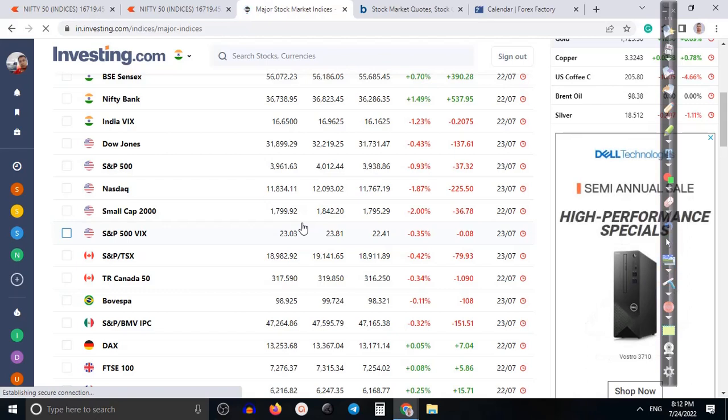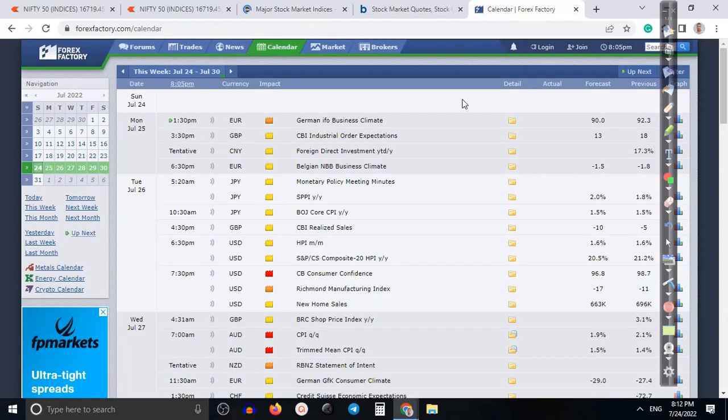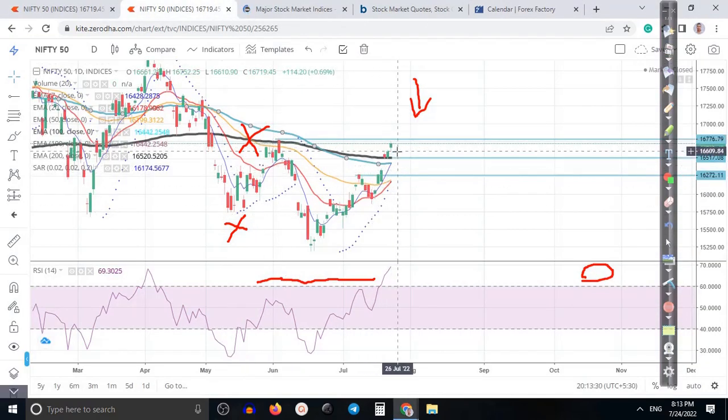Now the question is, what is going to happen next week? In that case, let me show you the global calendar. First, we have already seen global markets are negative. On Monday there is no major news, and on Tuesday there is some major news, CB consumer confidence, which is forecast to be negative. So it means Monday and Tuesday price may be a little sideways or negative.